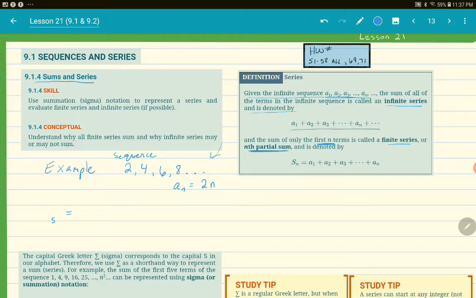So the fifth partial sum is the first 5 elements of this sequence, which is 2 plus 4 plus 6 plus 8, and that fifth term would be 10 following that pattern. And that sum is, let's see, I have 10 plus 10 more plus 10 more, so that gives me 30. So my fifth partial sum is 30 for this sequence. So that is a finite series.